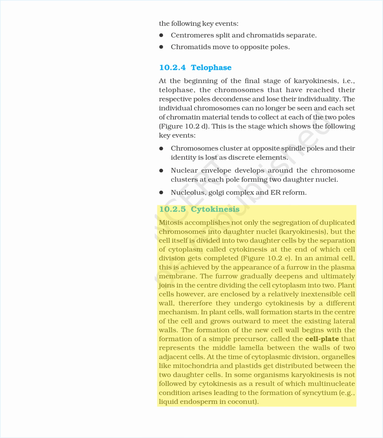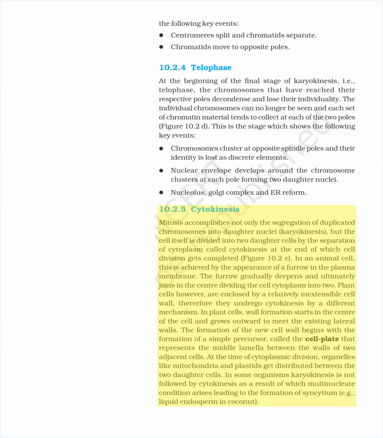10.2.5 Cytokinesis. Mitosis accomplishes not only the segregation of duplicated chromosomes into daughter nuclei, karyokinesis, but the cell itself is divided into two daughter cells by the separation of cytoplasm called cytokinesis, at the end of which cell division gets completed, figure 10.2e. In an animal cell, this is achieved by the appearance of a furrow in the plasma membrane. The furrow gradually deepens and ultimately joins in the center, dividing the cell cytoplasm into two.